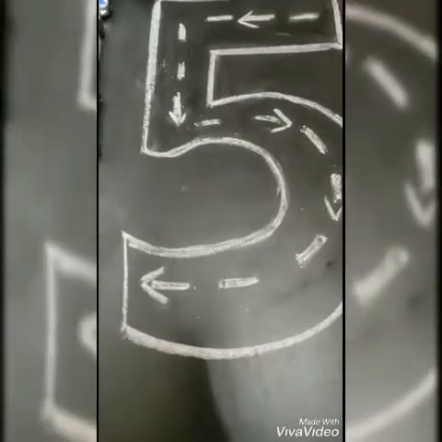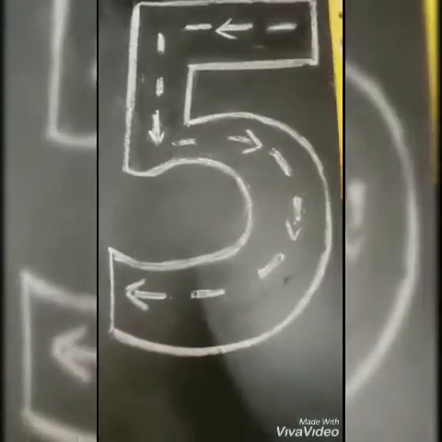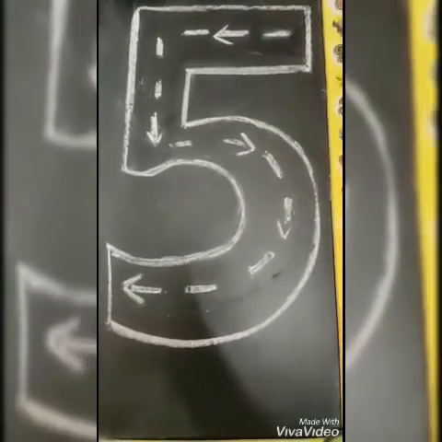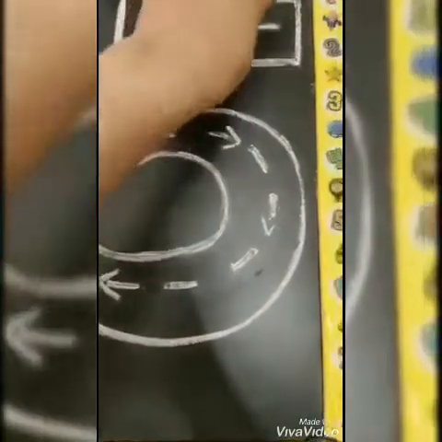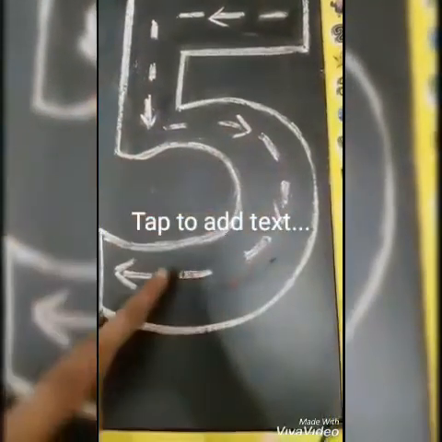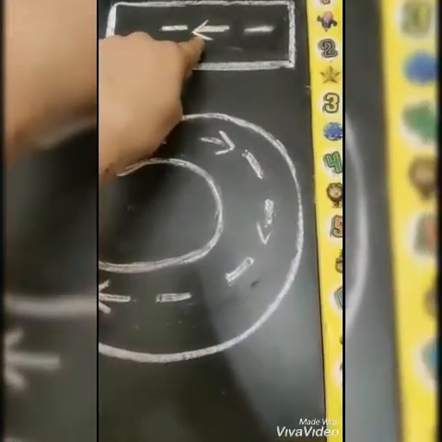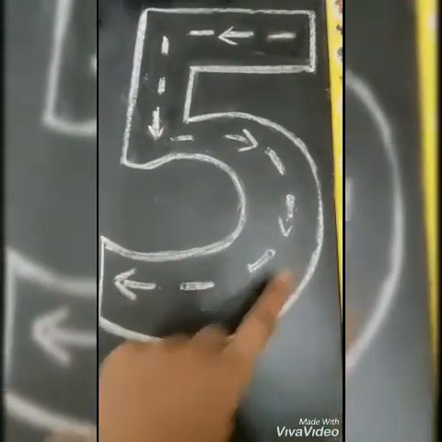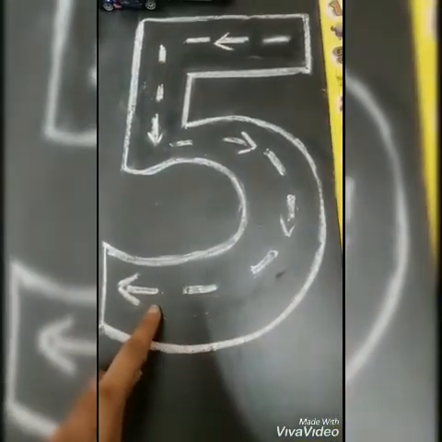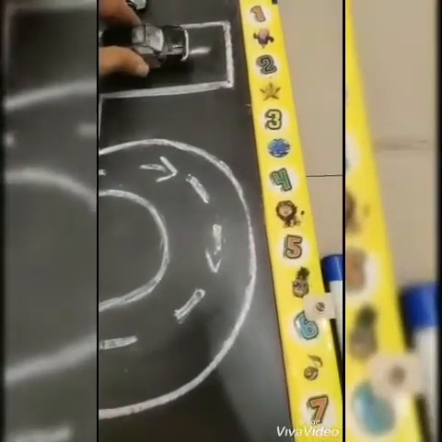Now kids, let's do an activity. Can you see a big 5? Number 5. Yes, there are arrows in number 5. Let's count the arrows. 1, 2, 3, 4, 5. Now we will keep 5 cards on these arrows.